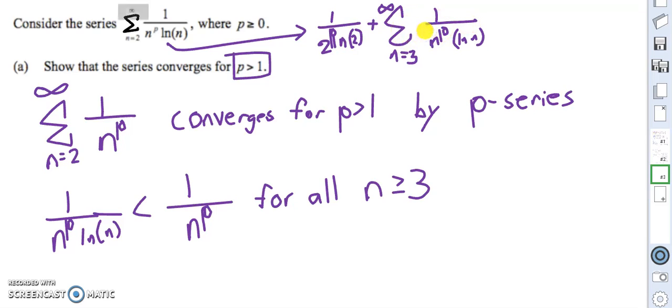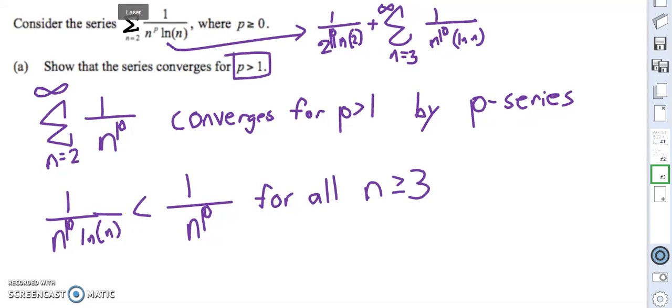Hopefully that makes sense. So we're returning to proving this direct comparison thing, is that the one I want to know about is always less than something that I do know converges, and less than convergent means I'm still going to converge. Plus they're both positive. Remember that I need to have positives in addition to the less than.